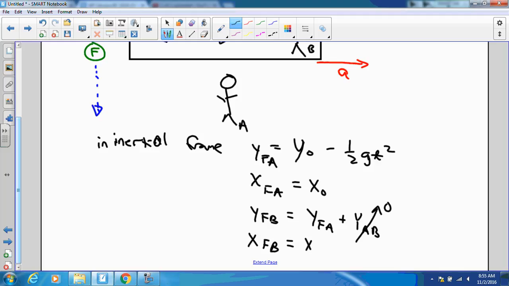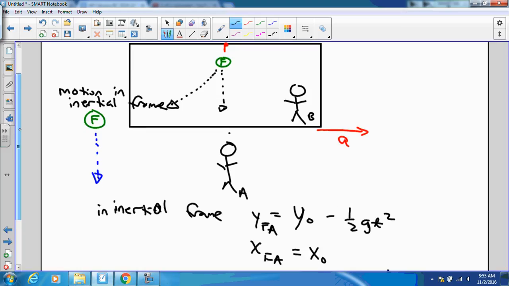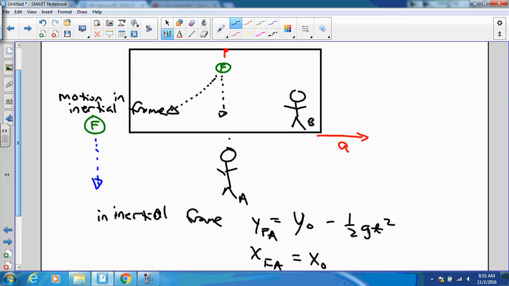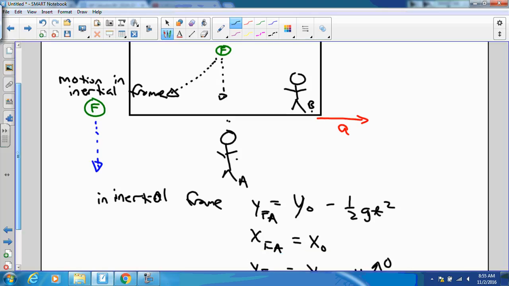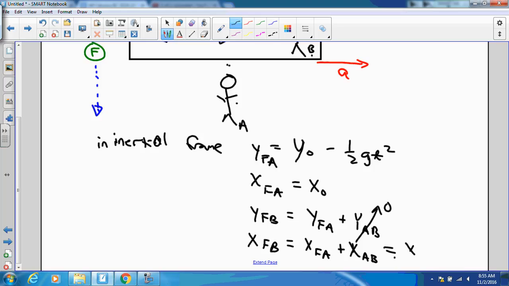But x for the frog relative to Bob is equal to x for the frog relative to A plus x for A relative to B. And you can see from the diagram right here that the x for B relative to A is going to include an acceleration component. Specifically, it's going to be equal to negative 1/2 at squared.